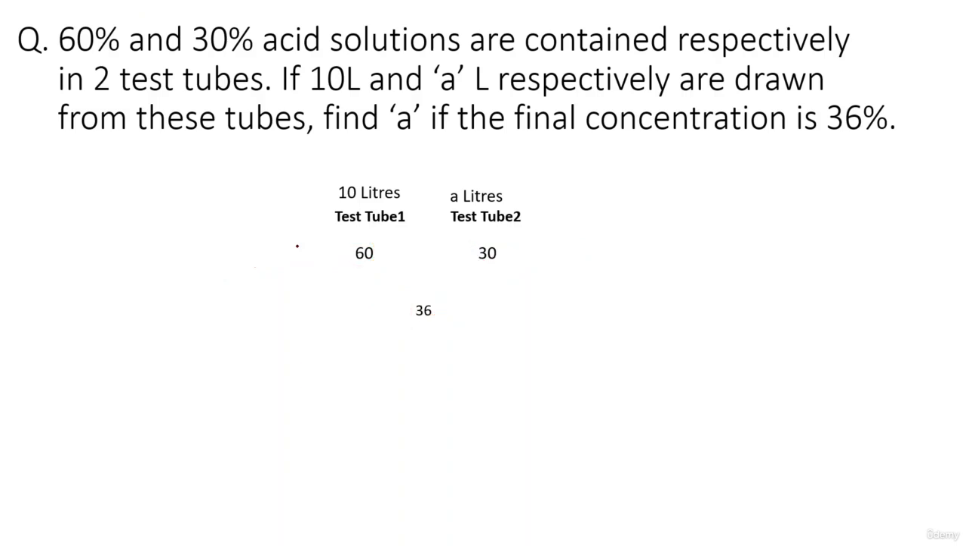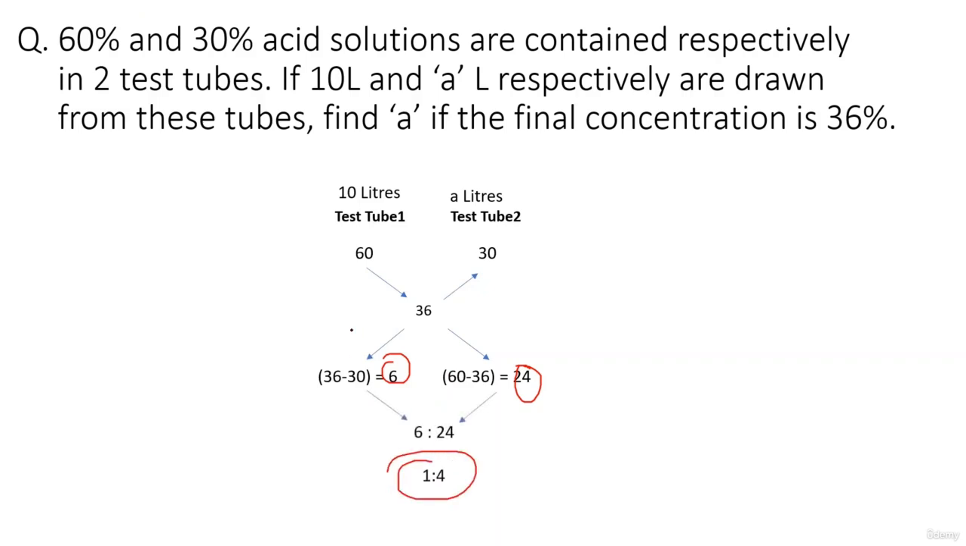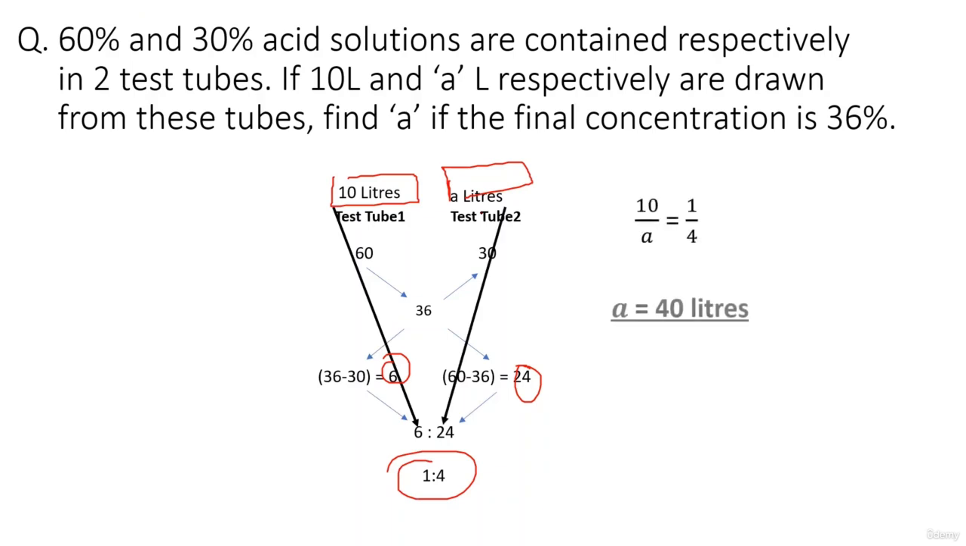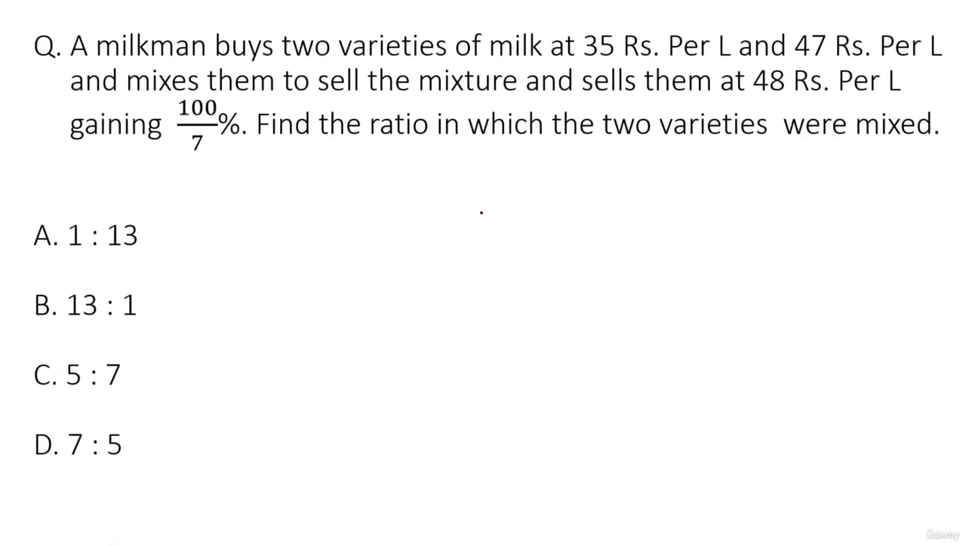Applying the concept of alligation now: 60 minus 36 is 24, and 36 minus 30 is 6. This ratio is basically 4:1. That means the ratio of these values, 10 to A, is also 1:4. Calculating, we get the value of A as 40 liters. It's as simple as that. Let's go on to the next question, guys.